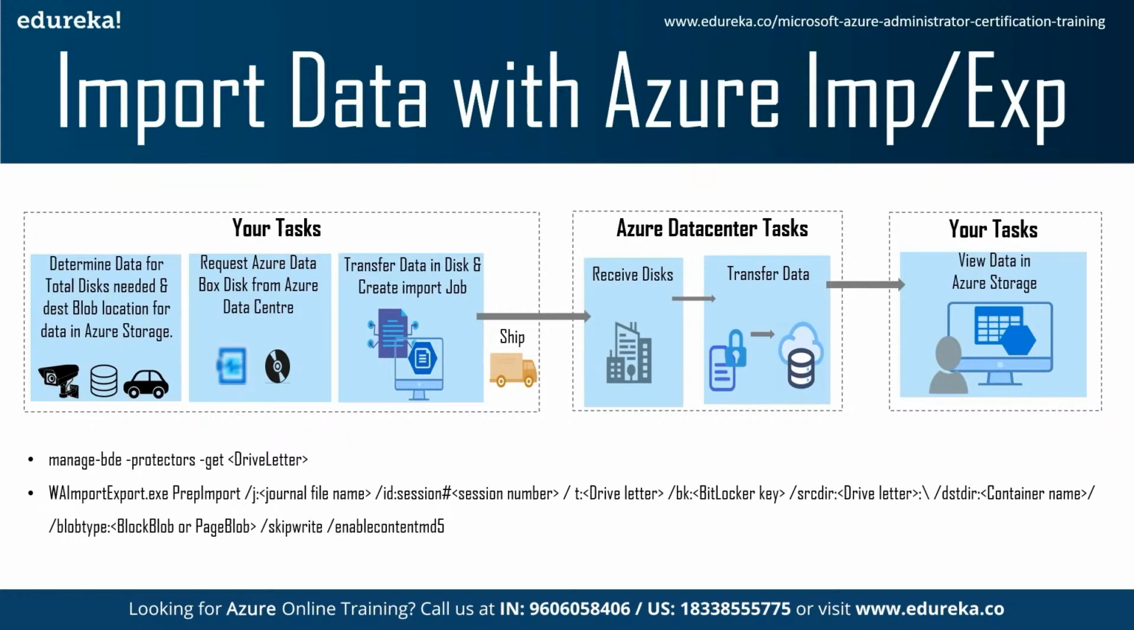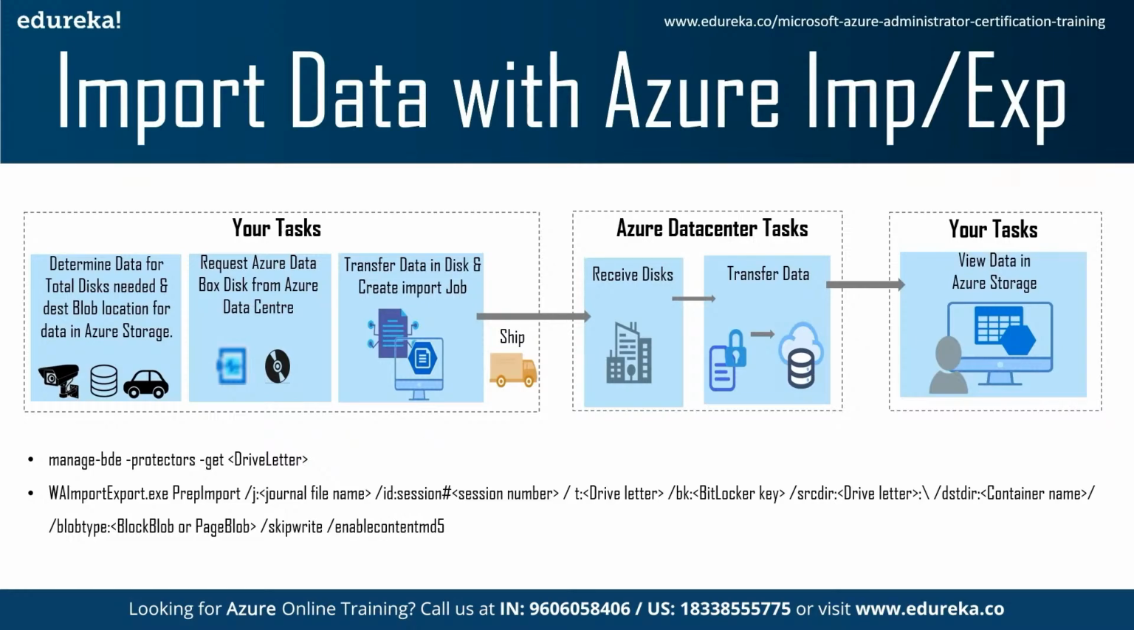Then there will be transfer data. Microsoft copies the data from the disk into the specified storage account. This can take some time depending on the volume of the data and number of disks. There is no SLA for this process, but it should be complete in 7 to 10 days after receipt of the disk. Microsoft updates the status of the job to indicate that the data is being transferred. When the transfer is complete, Microsoft changes the status of the job to indicate that the data is now available in Azure storage.